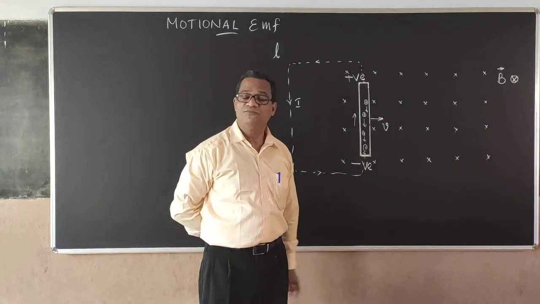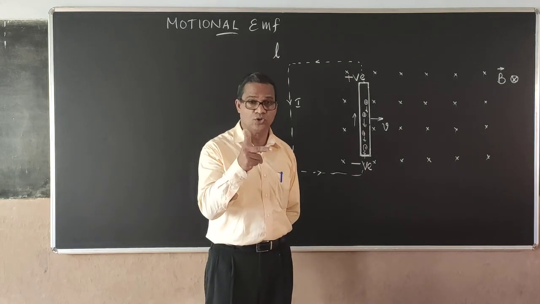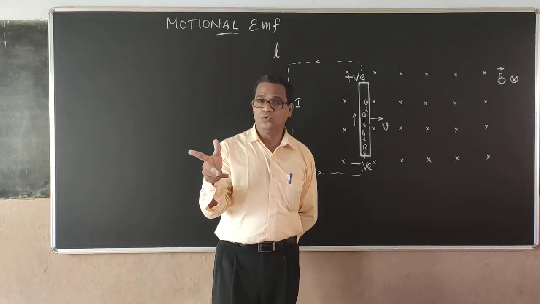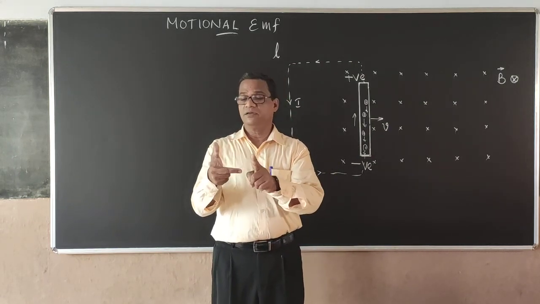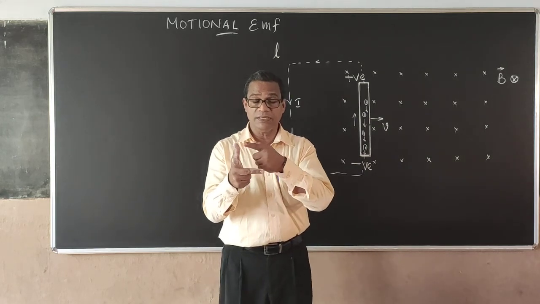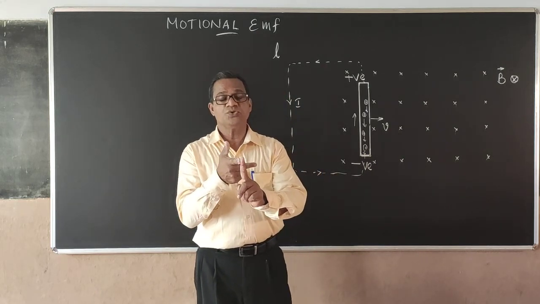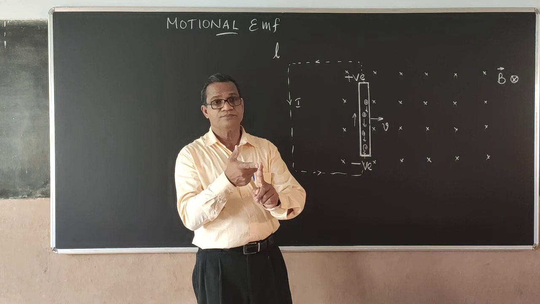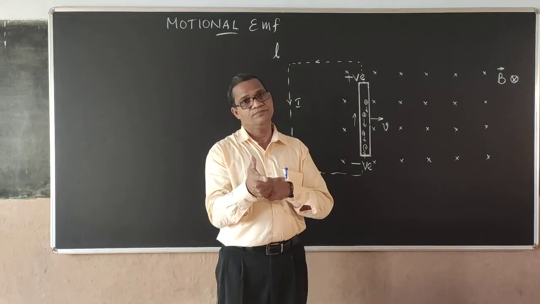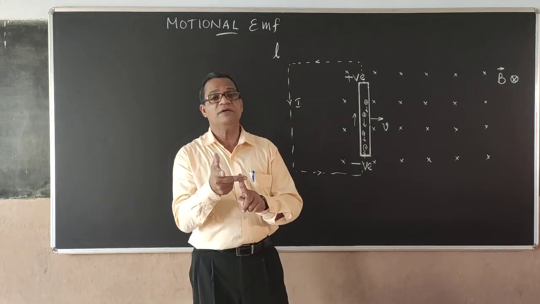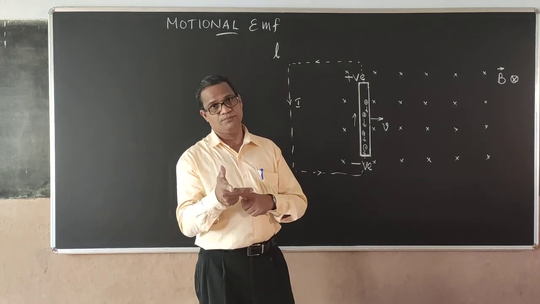Now this direction of flow of induced current can be identified with Fleming's right-hand rule. If I hold the right hand's three fingers, that is the middle finger, forefinger and thumb, in mutually perpendicular directions, in such a way that the forefinger shows the direction of the magnetic field, and the thumb shows the direction in which the conductor is being moved, then the middle finger shows the direction in which the induced current is flowing.